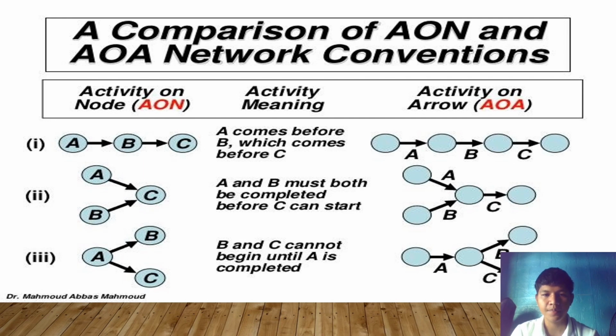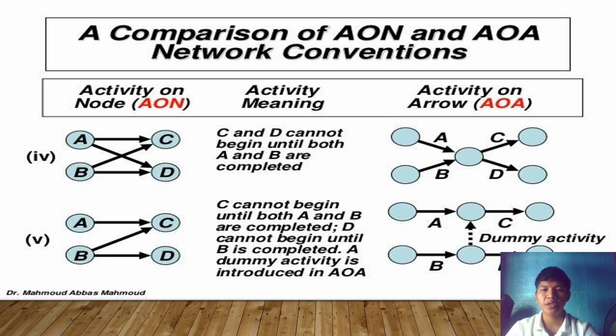The third scenario, we can call this dependent activity. When we illustrate the AON, the dependent activities are represented by nodes where one activity cannot start until the preceding one is completed. For example, activity B cannot begin until activity A is completed. When we illustrate the activity on arrow, the dependent activities are represented by arrows from one activity to another, indicating that the succeeding activity is dependent on the completion of the preceding one.